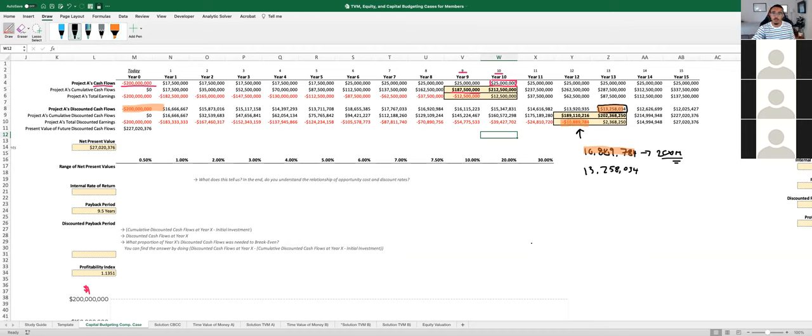$13,258,034. So what you would do is say, well, assuming that the cash flows are evenly distributed throughout the year, you would simply do 10,889,784 divided by 13,258,034, and that would give you your proportion. That would give you how much time for that year, for year 12 to year 13, that you would need to get to breaking even to meet your goal of $200 million.